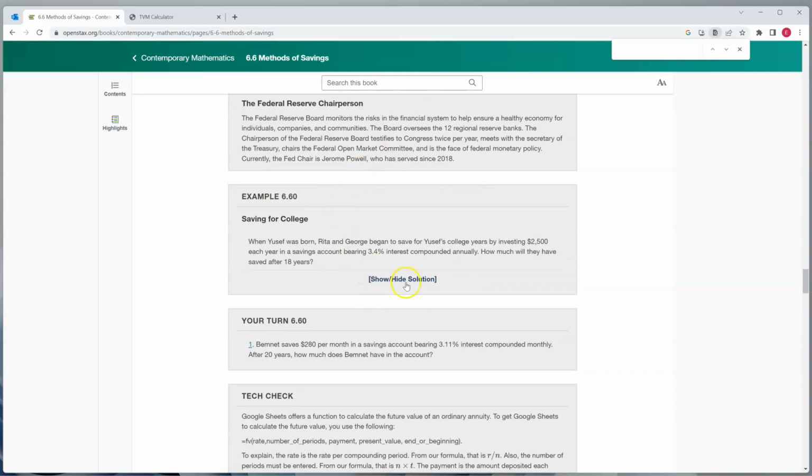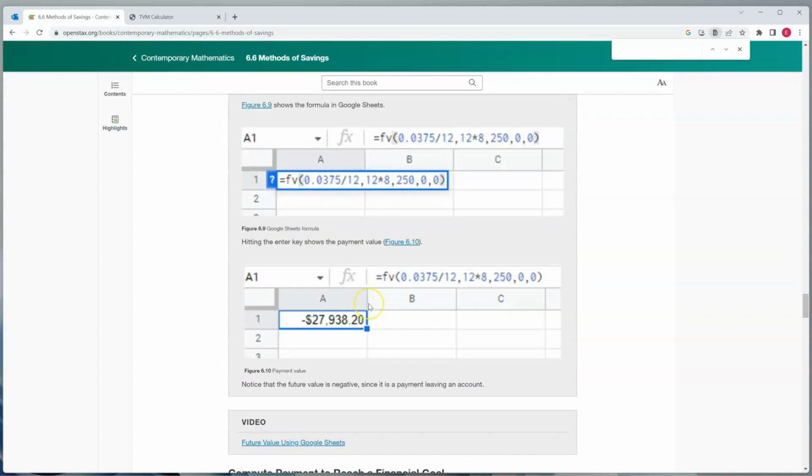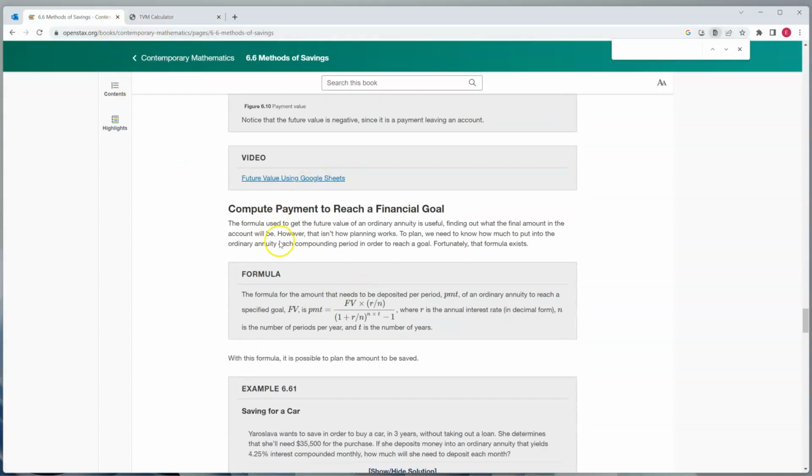All right, so let's continue on. So let's talk about maybe some examples. They've got this text stuff. I don't really use Google Sheets. Google Sheets is the same thing as the TVM calculator. But what I want to get down to is computing payments to reach a financial goal.